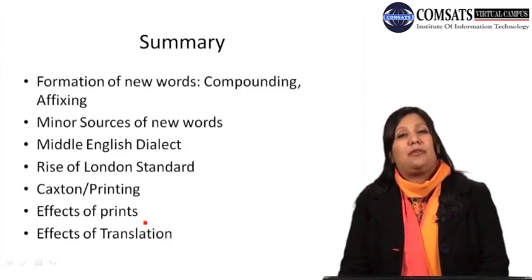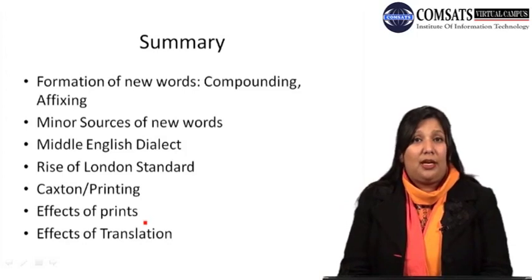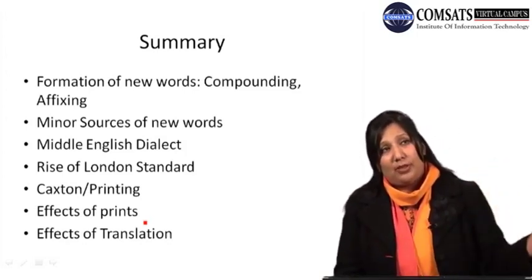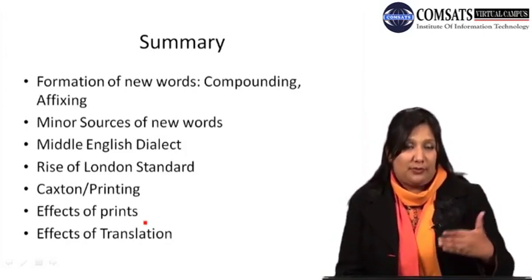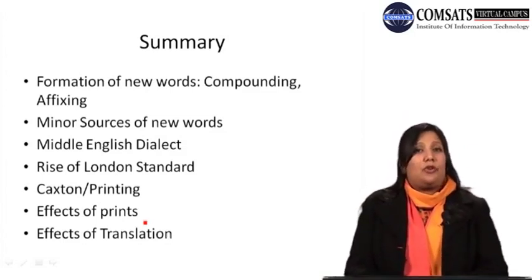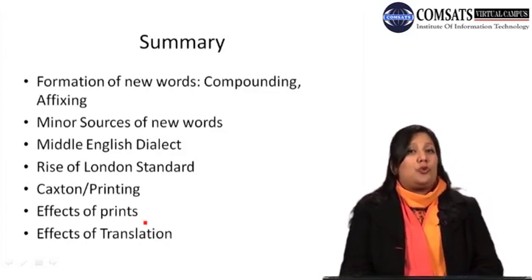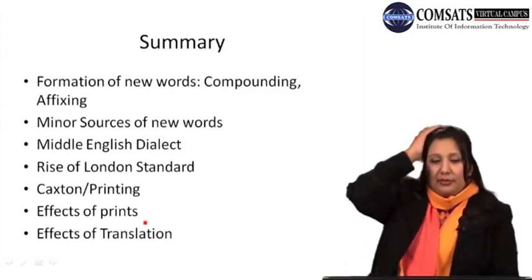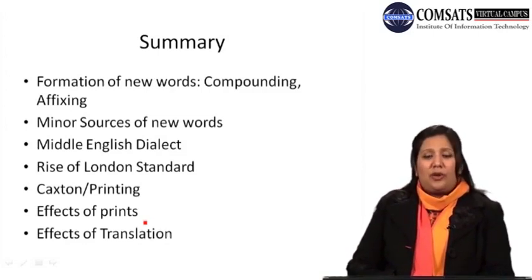Then the next was affixing. Within affixing, a few things were affixed with the main word, for example prefixes and suffixes. Prefixes are those morphemes that come before the main word, and suffixes are those that come after the main word. We looked at a range of prefixes and suffixes, and we got to know how these two things combine to create an infinite number of words. We have also looked at some minor sources of new words, and these were many.